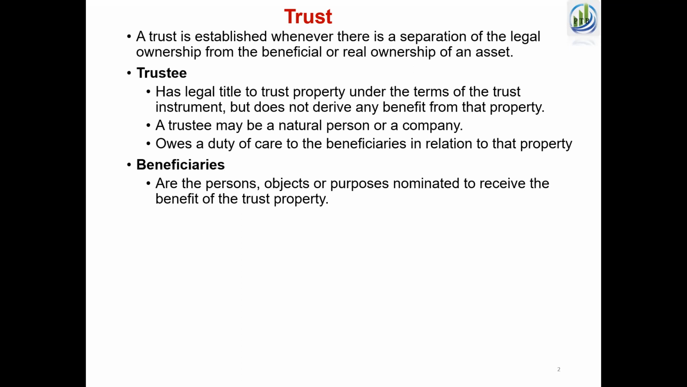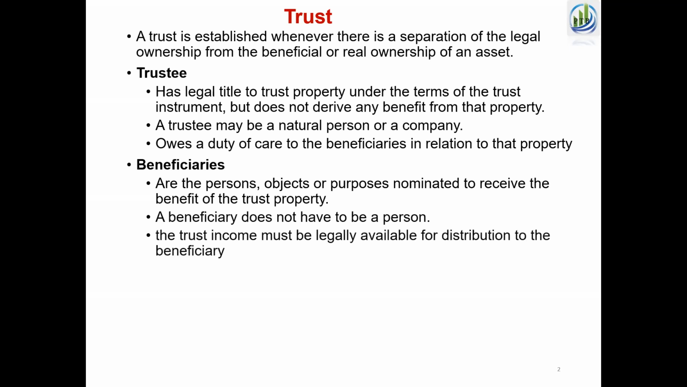So for example, in a discretionary trust, the trustee can decide who he wants to give the money to. So with a couple of beneficiaries, he may say, I'm not going to distribute anything to them. We'll come back to that in a minute. The beneficiary does not have to be a person.